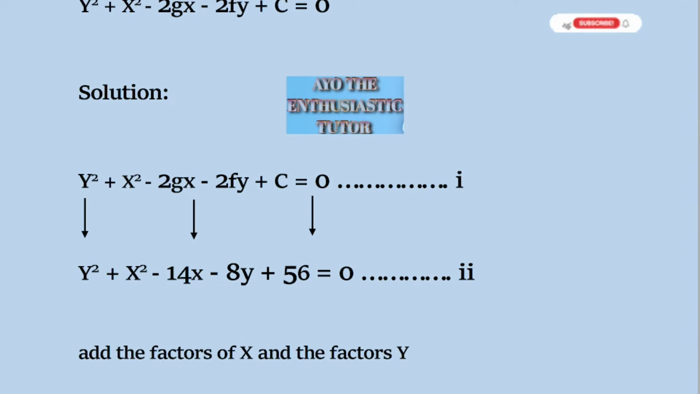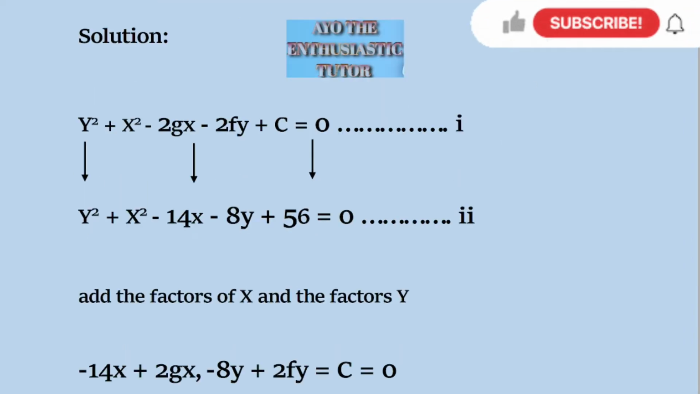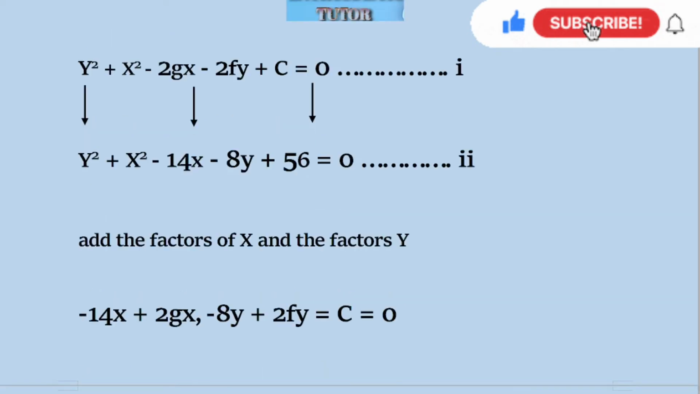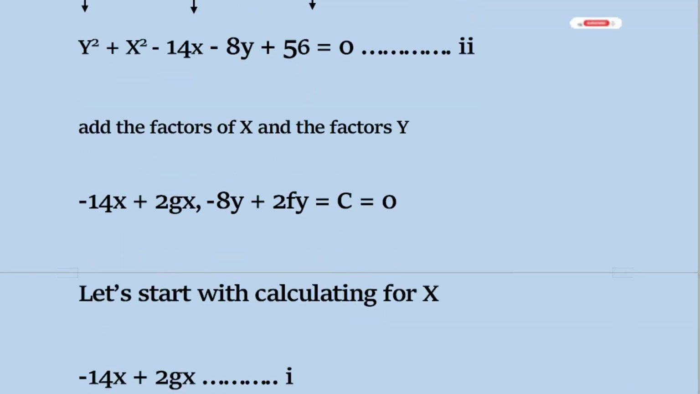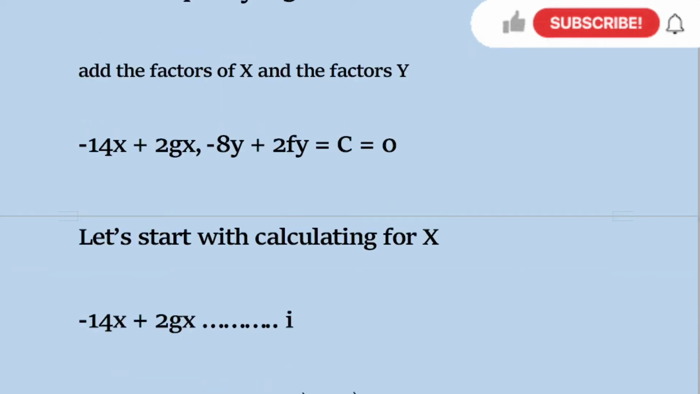So then 56 equals 0. So we add the factor of x and the factor of y, which is minus 14x plus 2gx, then we have minus 8y plus 2fy, equals c, which is equal to 0. Then let's start with calculating for x. So we take x first, which is minus 14x plus 2gx.